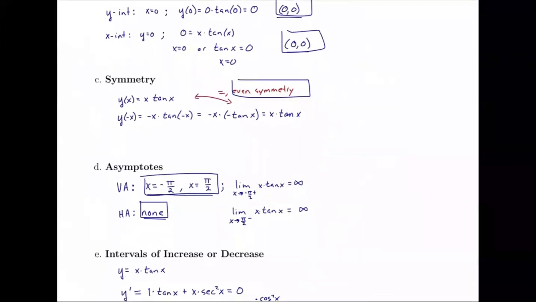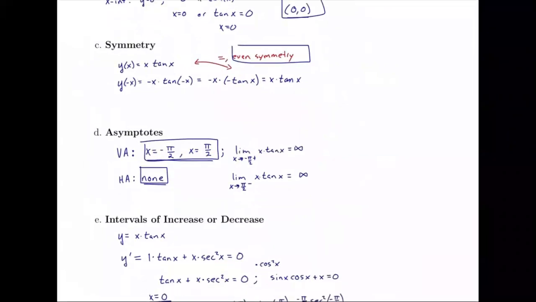Asymptotes. The vertical asymptotes of this function are here and here. Now, sure, they're not in the interval technically, but they're the boundaries of the interval. So we want to keep those in mind. As we approach negative pi over 2 from the right, so right, we're coming this way at negative pi over 2. Well, tangent is approaching negative infinity, and x is approaching negative pi over 2. So a negative times a negative gives us a positive, and that's how we're approaching positive infinity.